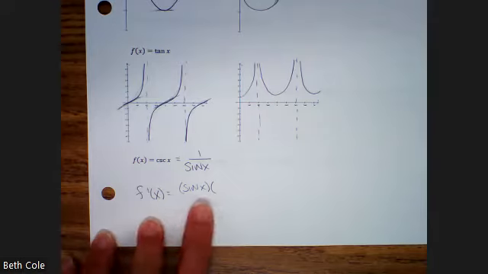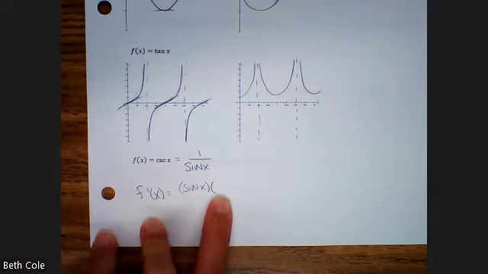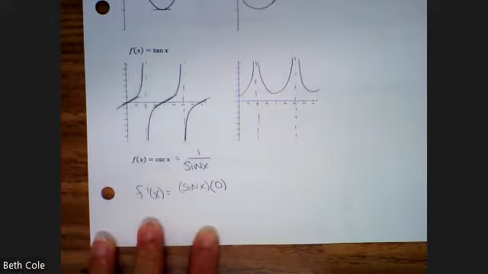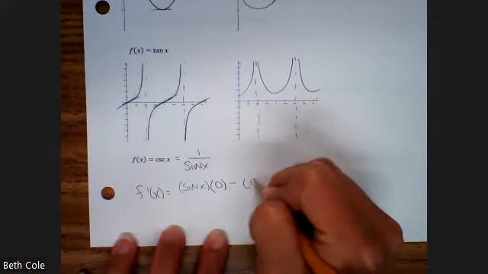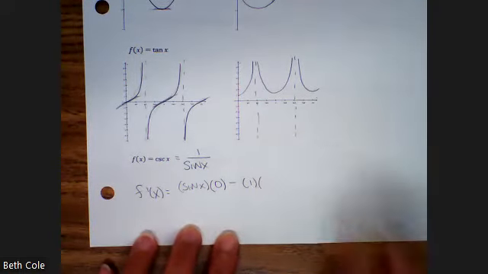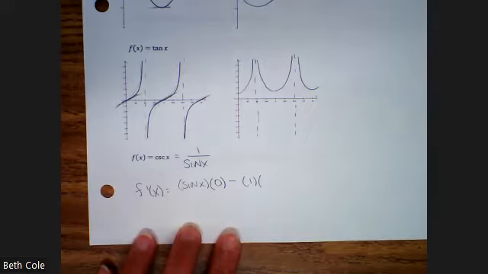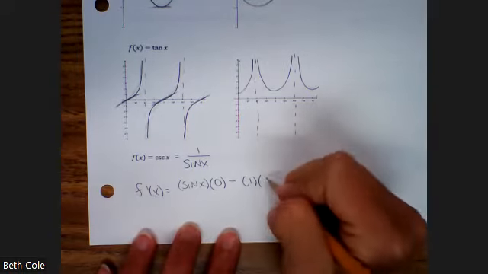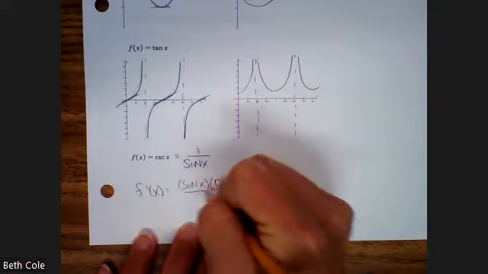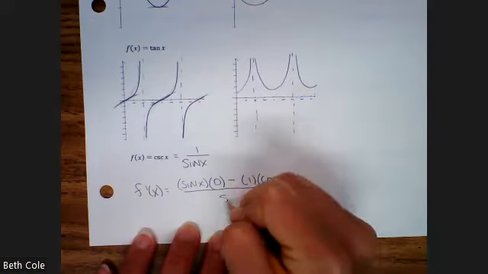times the derivative of the numerator. Derivative of 1, though, will be 0. The derivative of any number is just going to be 0. Minus the numerator times the derivative of the denominator. We just said the derivative of sine is cosine. Good. And then it's over the denominator squared.